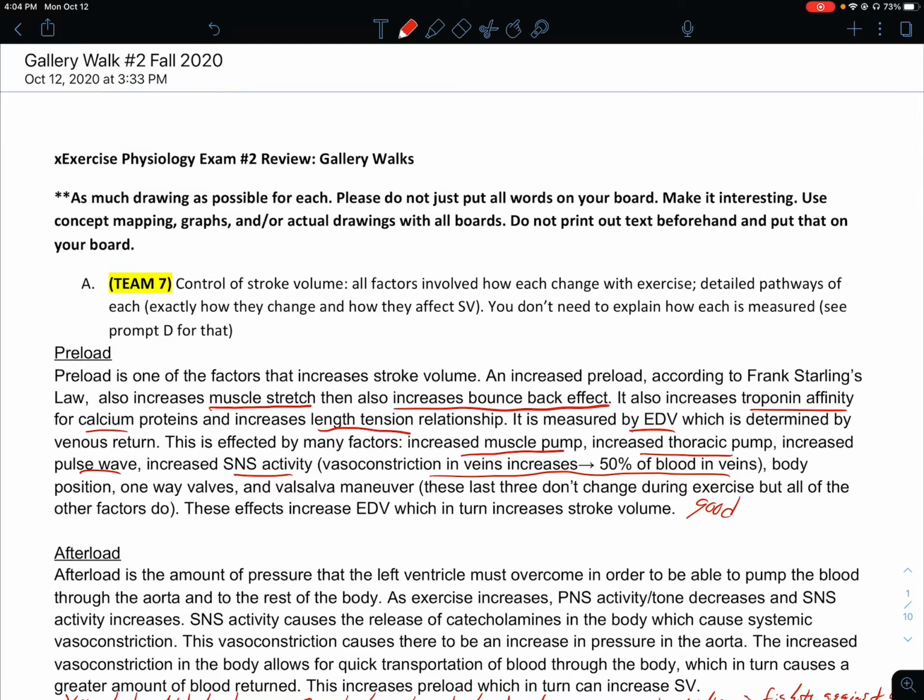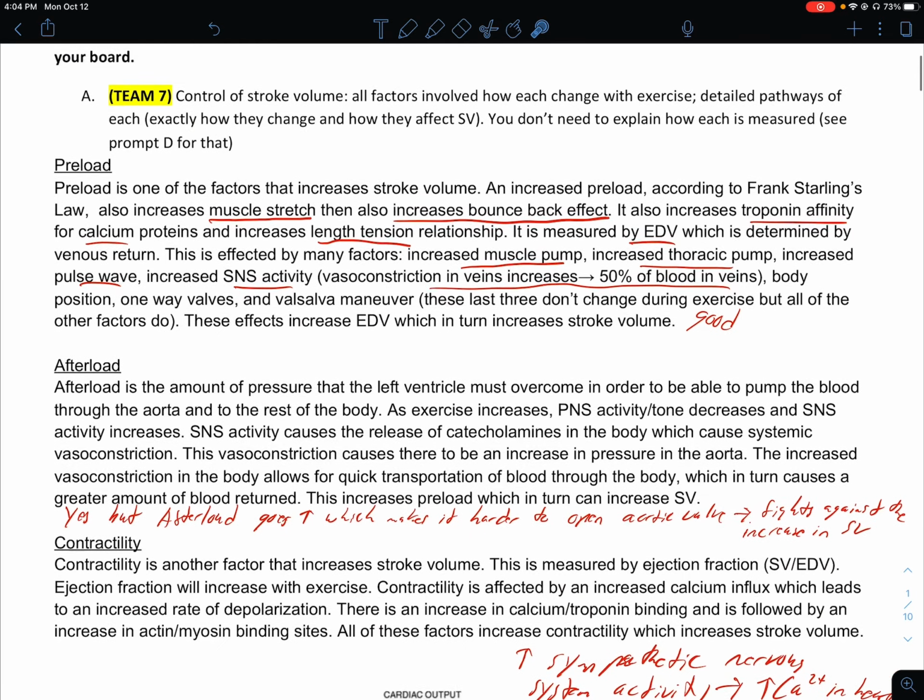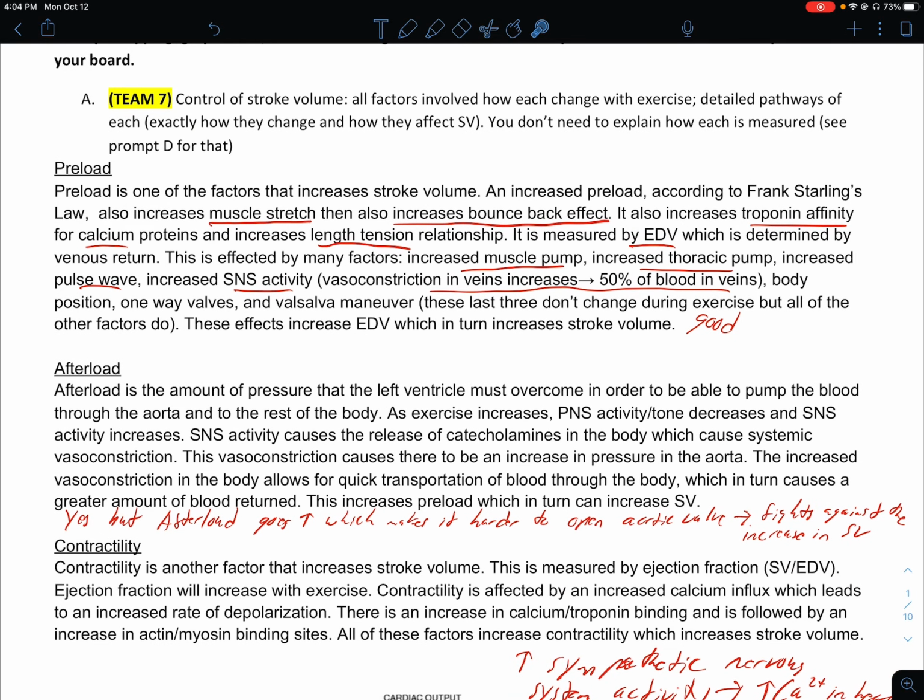All right, guys, we're just going to go ahead and walk through my response to the gallery walk number 2 here, as I promised. So I've already made notes in it, so I'm just going to highlight some of those notes. And let me know if you have any questions.